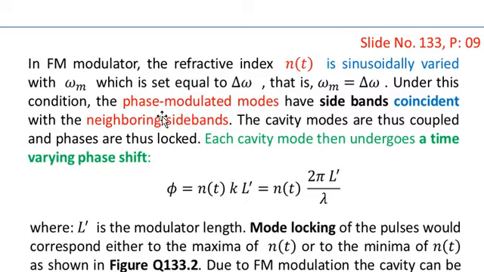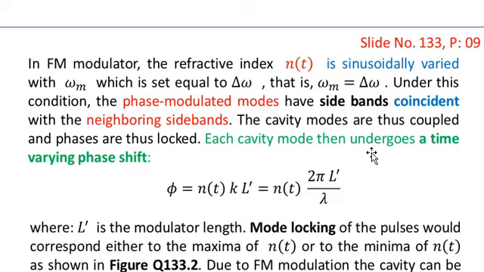Under this condition, the phase modulated modes have side bands coincident with the neighboring bands. Again, when this condition is satisfied, that is omega m is equal to delta omega, the side bands generated by the phase modulation will coincide with the neighboring side bands of the laser modes. The cavity modes are thus coupled and the phases are thus locked. So using the FM modulator you can lock the phases of the modes of the laser cavity.